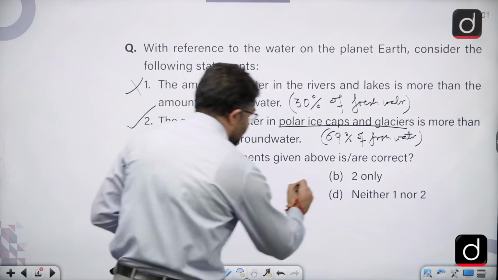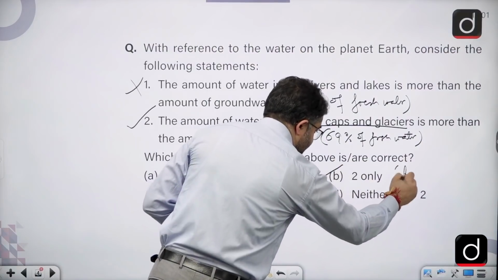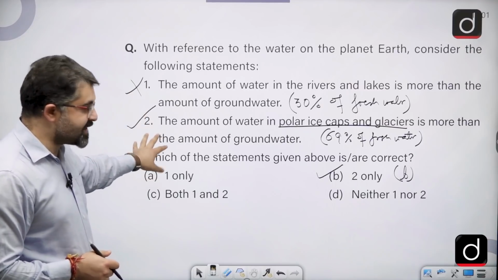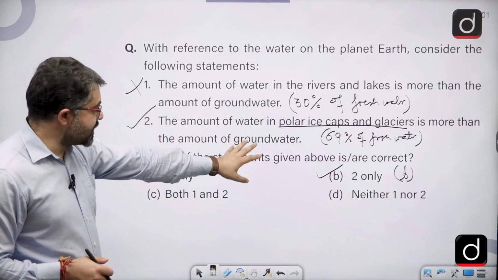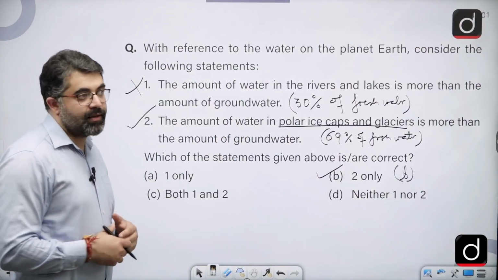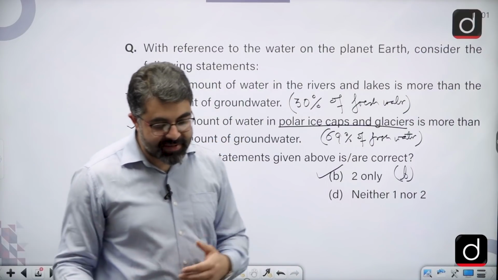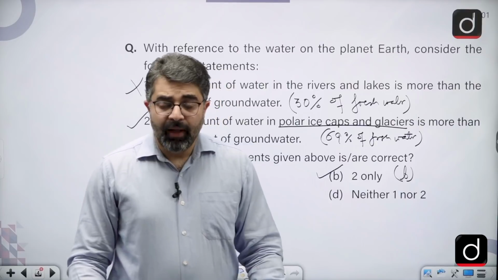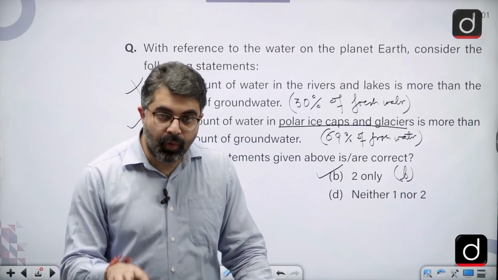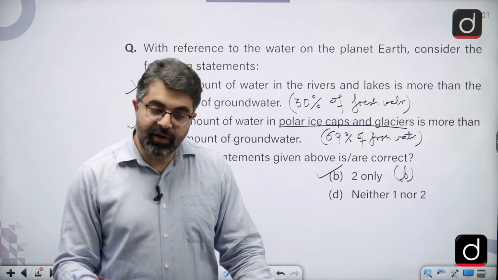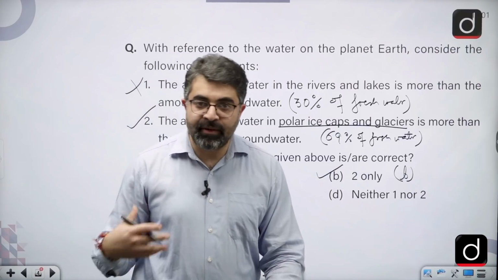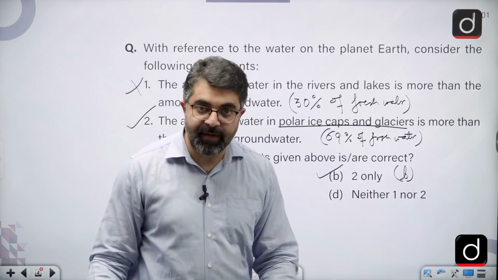The correct answer is B, because the first statement is incorrect. The second statement is correct because it contains around 69% of the fresh water. That's why we are so concerned about the glacier water melting. But I must tell you one more thing here. For mains examination, prepare water resources properly. For your prelims also, it's important, anyways the question has been asked, but because now water is going to be a bigger challenge for India.